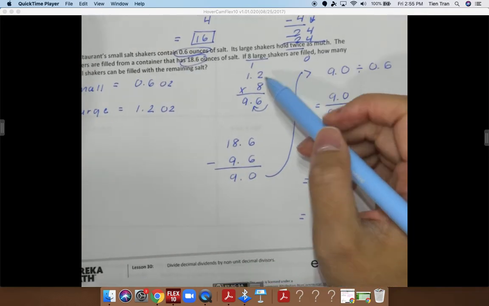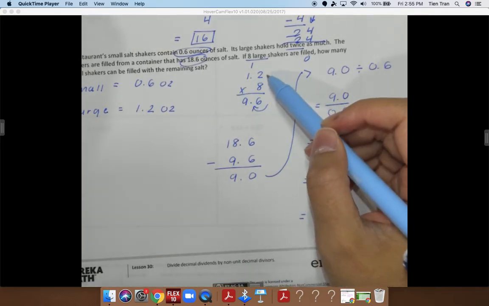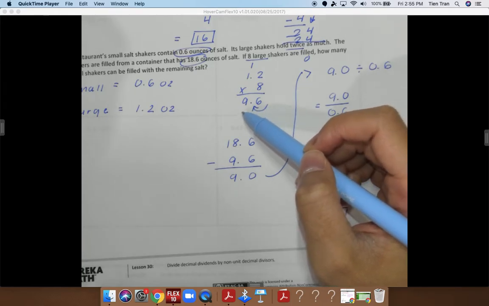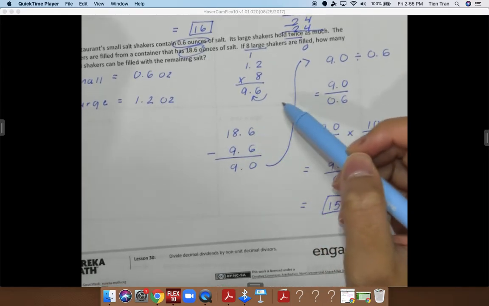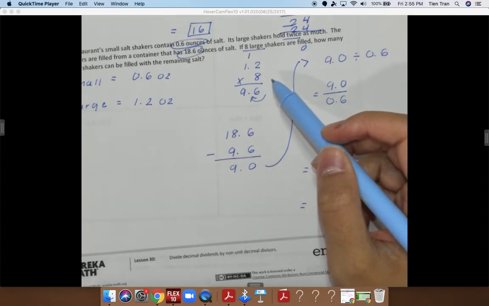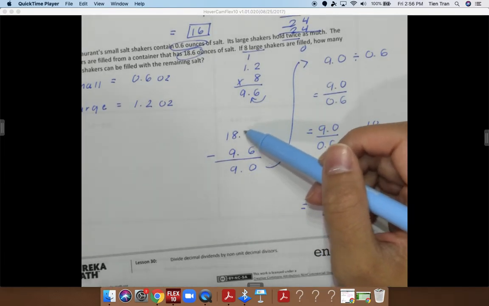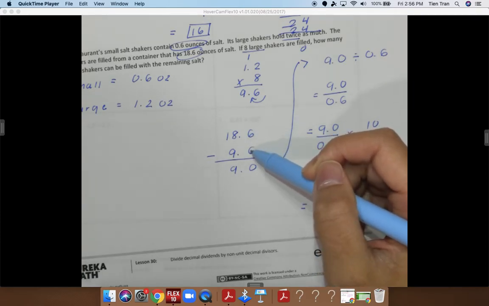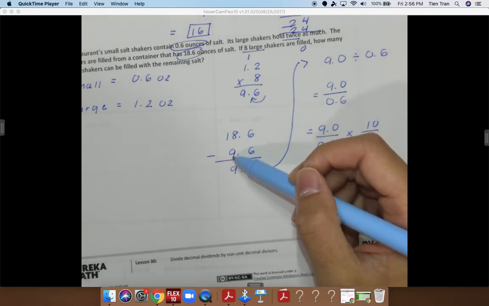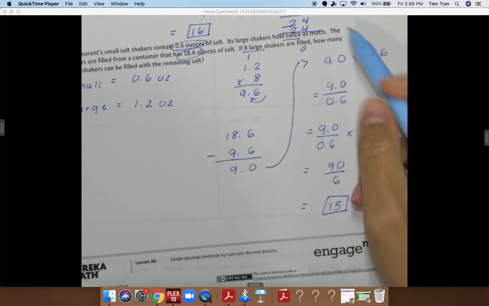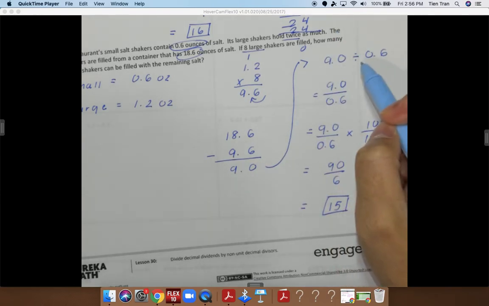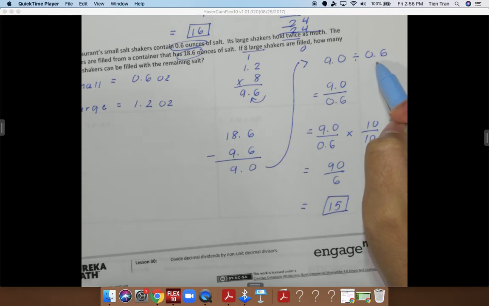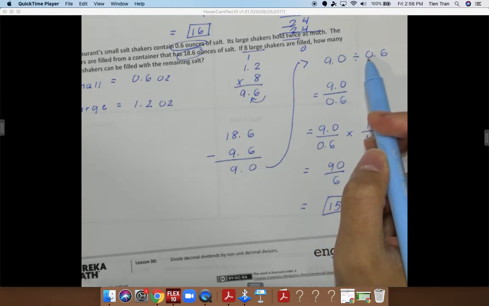So we're going to multiply 1.2 times 8, which gives us 96 tenths. And we are going to take that 96 tenths and subtract it from 18 or 186 tenths. So 6 minus 6 is 0. 18 minus 9 is 9. We get 9. We're going to take that number, 9 tenths divided by 6 tenths, or 9 divided by 6.